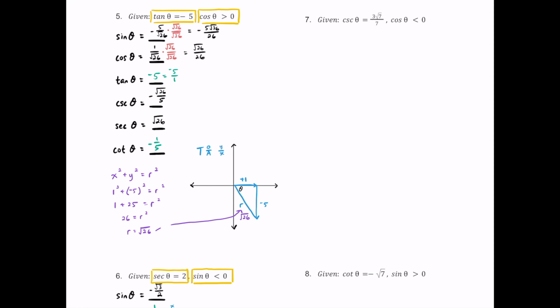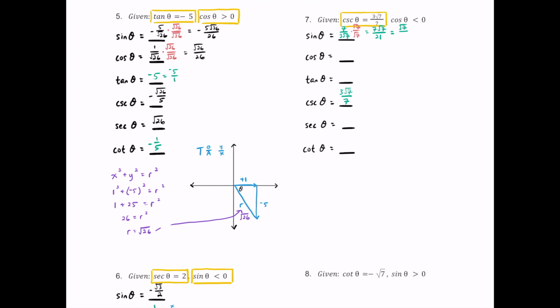For number 7, we're given that cosecant of theta is equal to 3 root 7 over 7, and that cosine of theta is less than 0. So let's go ahead and just take this given information and fill it in to what we have here. So we'll go ahead and say this is going to be 3 root 7 over 7. And then for sine, that is going to be its reciprocal. So that's going to be 7 over this 3 root 7. And if we go ahead and rationalize that, that's going to be multiplied by root 7 over root 7. And if we do that, we should get 7 root 7 over 3 times 7, which is 21. And if we divide top and bottom both by 7, we should get root 7 over 3.